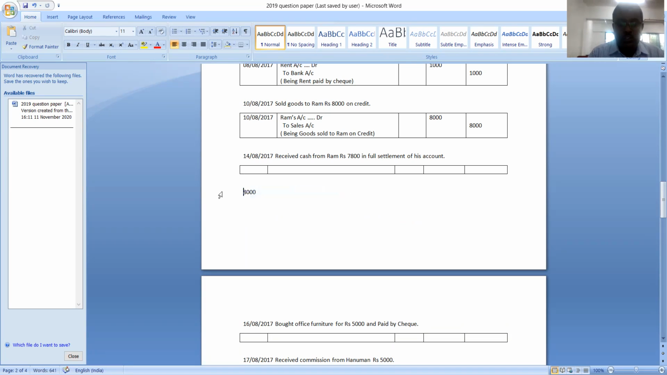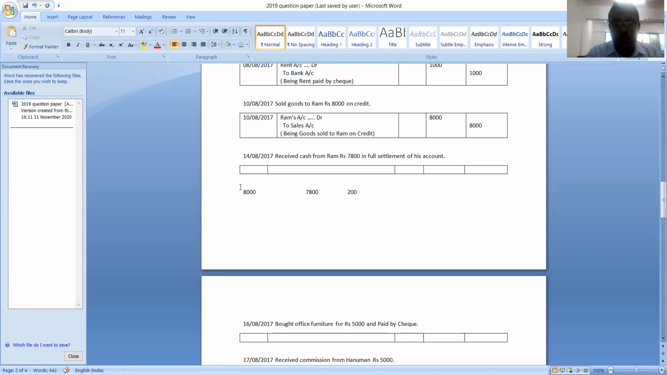In other words, we should take 8,000 rupees from Ram, but instead we are taking 7,800. What is the difference? The difference is 200. We are taking this 200 rupees less. What is it? It is discount. Okay.